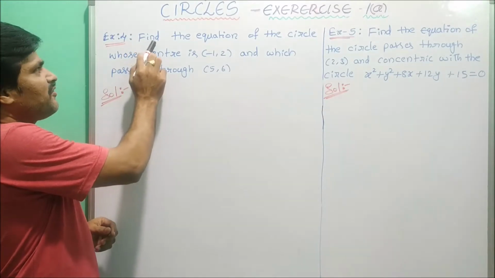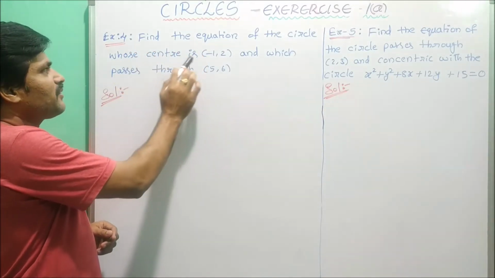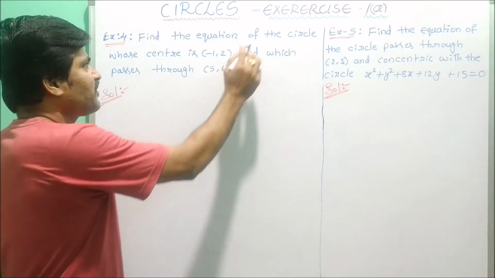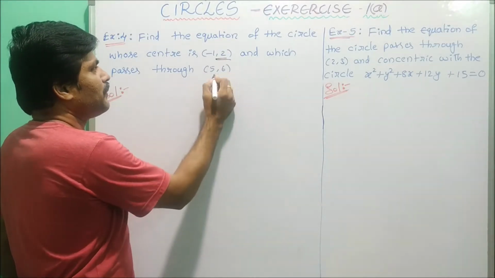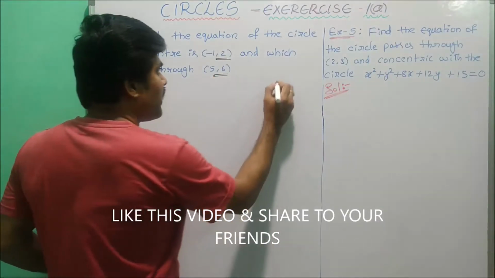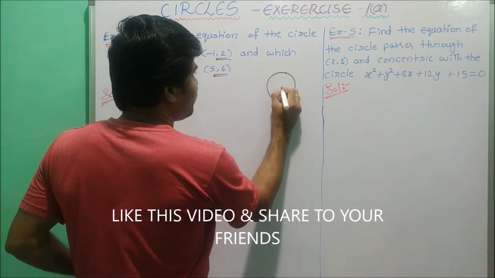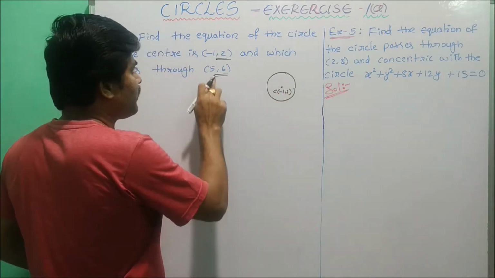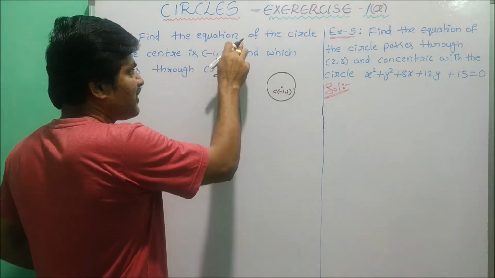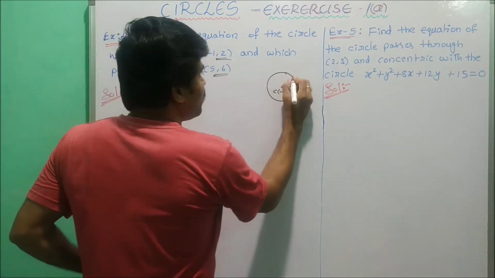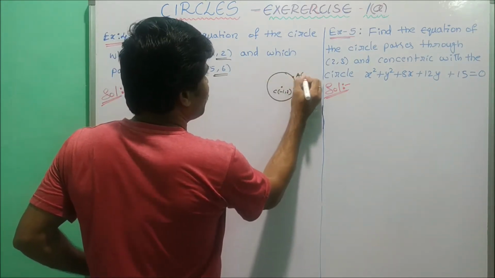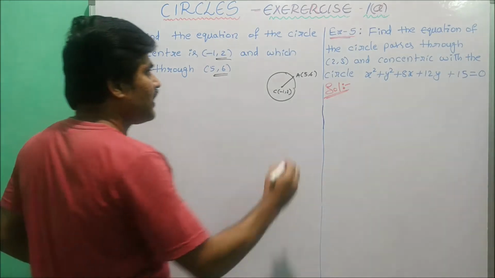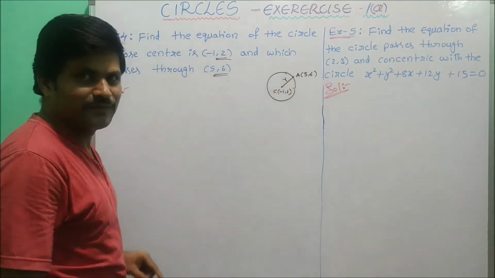Here the given example is: find the equation of the circle whose center is (-1, 2) and which passes through the point (5, 6). Here, to find the equation of the circle, given the center and the point it passes through, we take one diagram. This is the center, denoted by (-1, 2), and we take the point (5, 6). The required circle passes through this point, therefore that point lies on the circle. Let it be A (5, 6). Here the distance between C and A is clearly the radius of the circle.